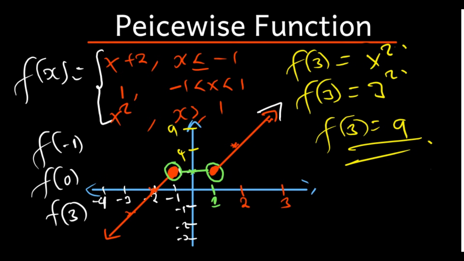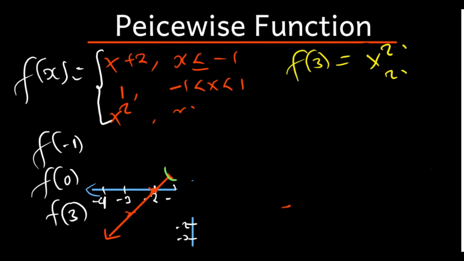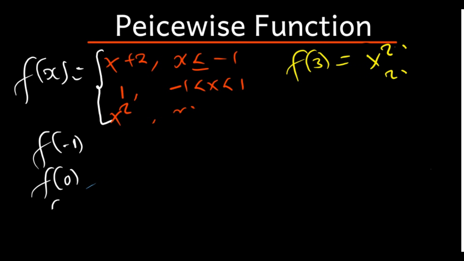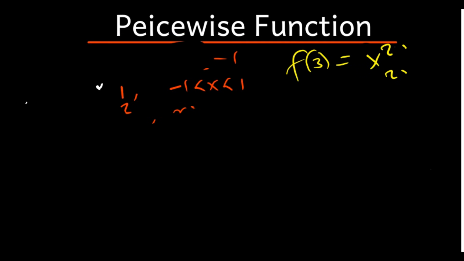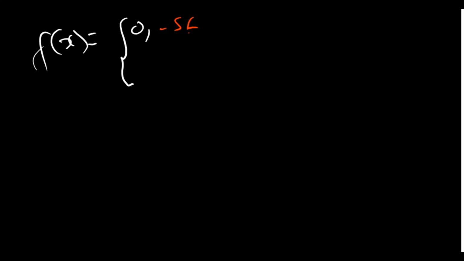Okay, so now let's say we have got a different function. Let's see how we can solve it. So let's say we have a different one, f of x is equal to, okay, I'll draw this, let's say 0. Then we start from -5, with -5 less than or equal to x, then x has to be less than -2.